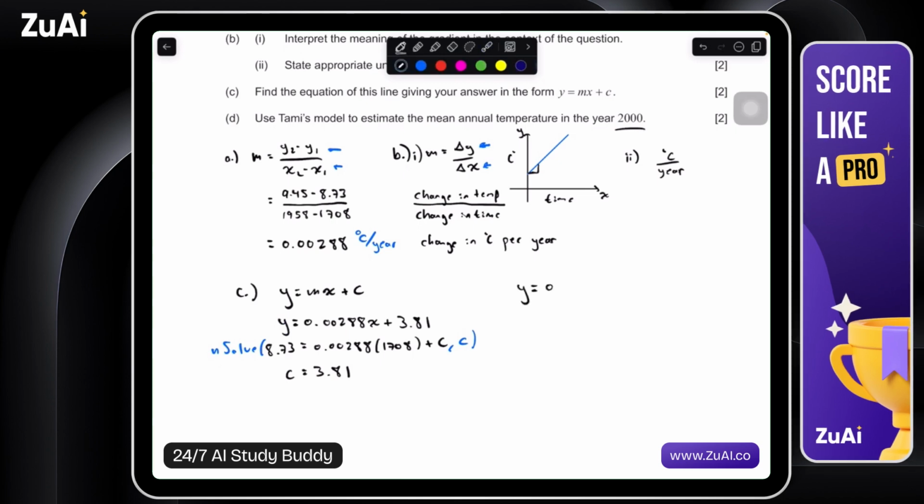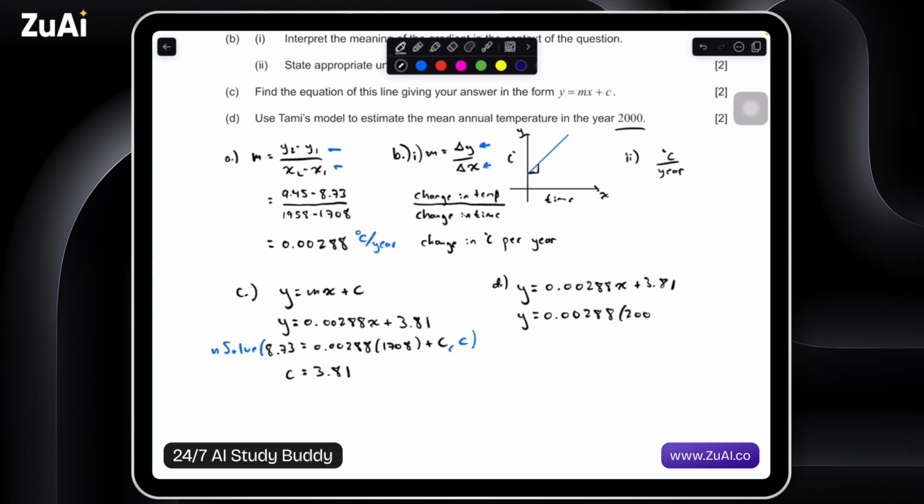So we have, this is part D, y is equal to 0.00288x plus 3.81, and we know we're trying to predict temperature in the year 2000. So I'm actually just going to work this out on the calculator that I have beside me. That would give us a value. 0.00288 times 2000 plus 3.81. And by our model, we would predict that it would be 9.57. And that's the value that the calculator gives, so no rounding required.